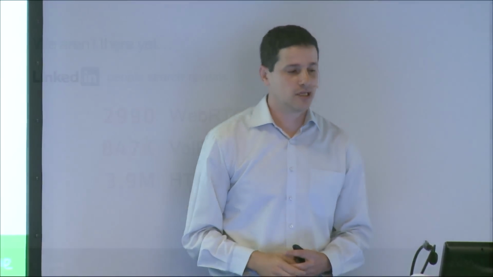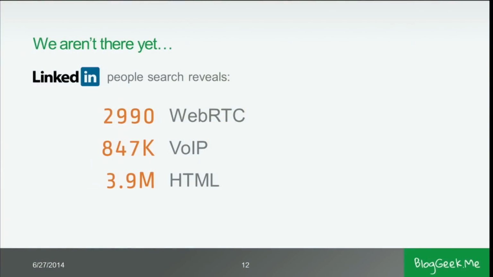But we're not there yet. And we're not there yet even in terms of developers. So yes, we're saying web developers. There are more web developers than voice over IP developers. I took the liberty to look at LinkedIn and see how many people have WebRTC in their profile. Almost 3,000 people. Voice over IP, more than 800,000.